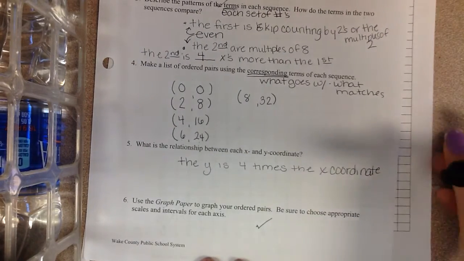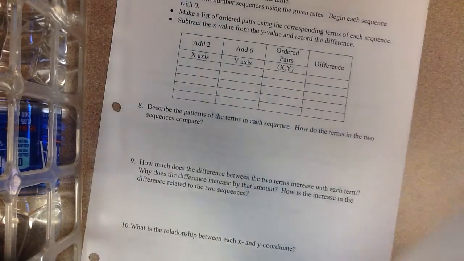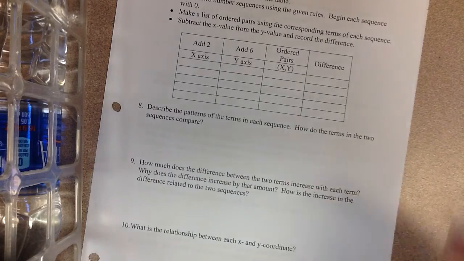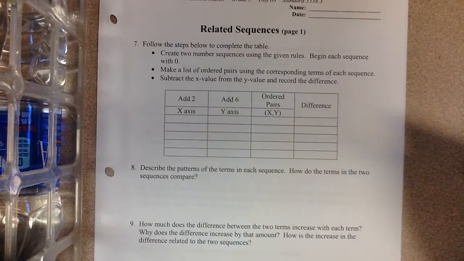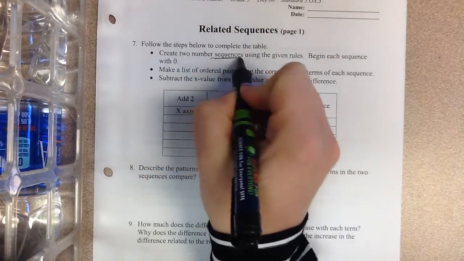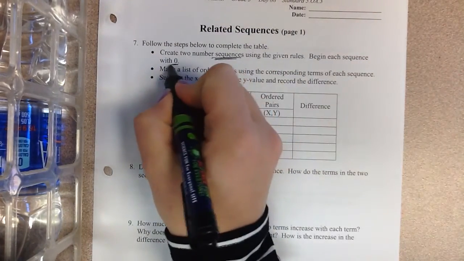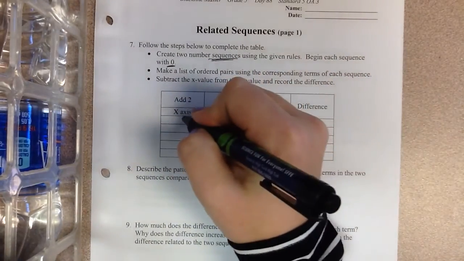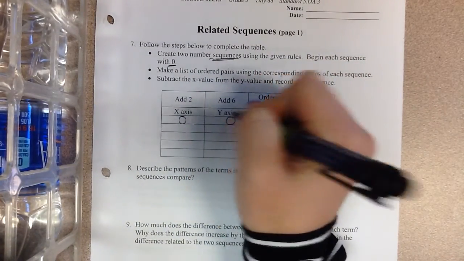So, question 6, use the graph paper to graph them. I did it. All right, so I'm going to move to question 7. Follow the steps to complete this table. Create 2 number sequences using the given rule. Begin each sequence with 0. I have to make 2 number sequences, and I'm beginning with 0. So that means 0, 0.